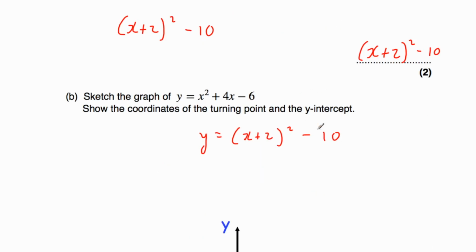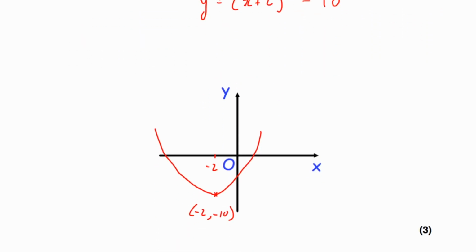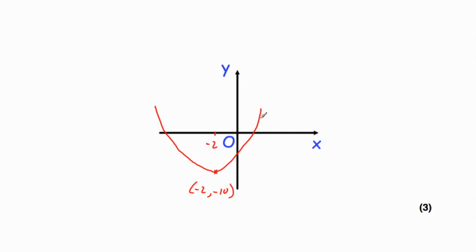And then in the question, we're also asked to write down the y-intercept. So let's look at our graph. We want to find where it crosses the y-axis. Now, to find where a quadratic or any graph crosses the y-axis, we substitute in x equals 0.